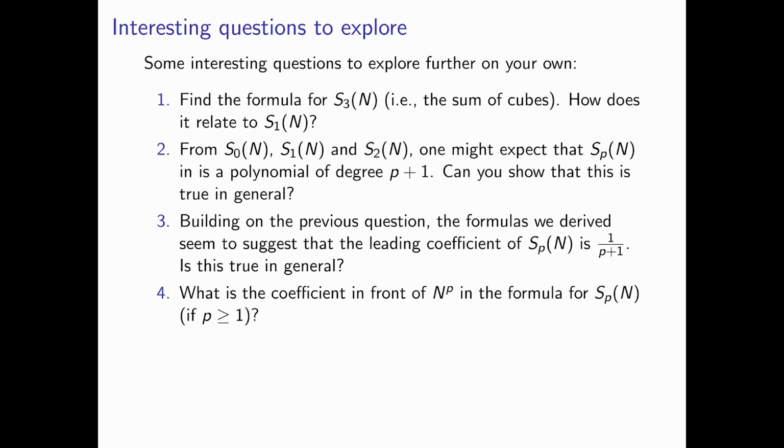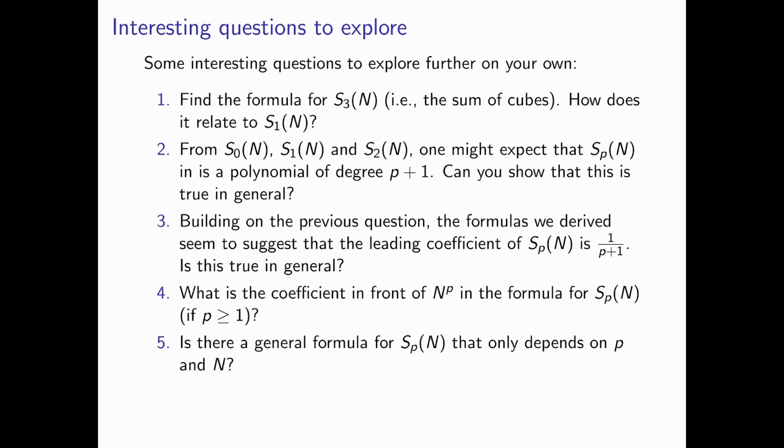And finally, the big question. Is there a general formula for s sub p of n that only depends on p and n? That is, can we find a master formula that puts all the formulas we have found so far to shame, where you just plug in the correct value of p that you're interested in, and then you have that formula for s of p of n ready to go?